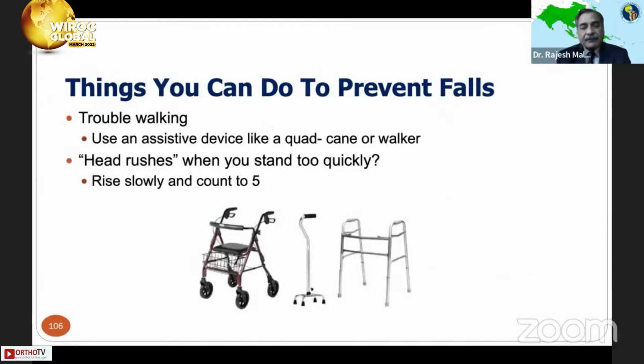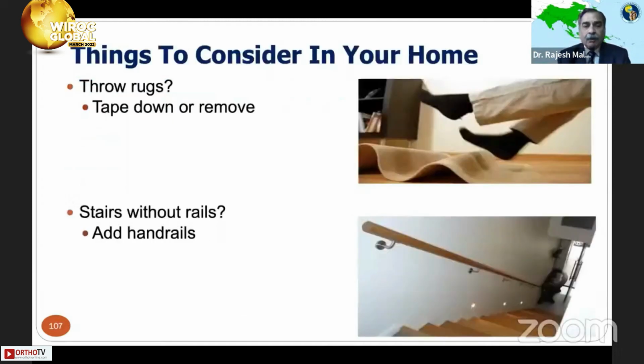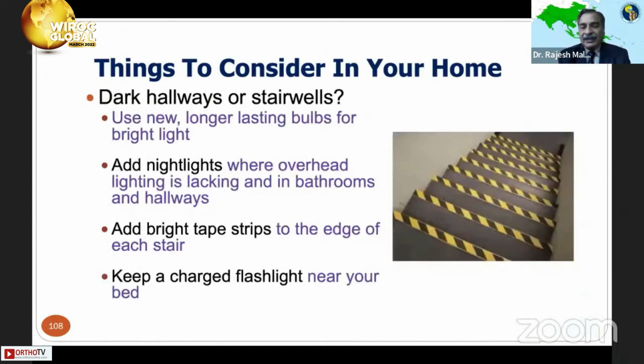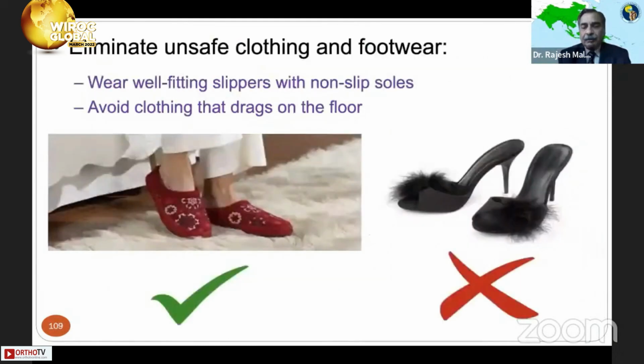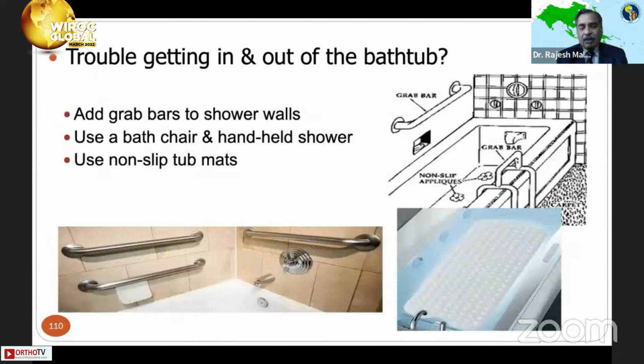And of course, give them walking support, particularly if a patient has orthostatic hypotension, which means getting head rushes when one stands too quickly. Teach them to rise slowly and count up to 5. No loose rugs, no loose wires. The steps should be safe and adequately lit, and there should be a railing, and there should be all attempts to prevent falls. The clothes and slippers should be friendly and not make you fall.